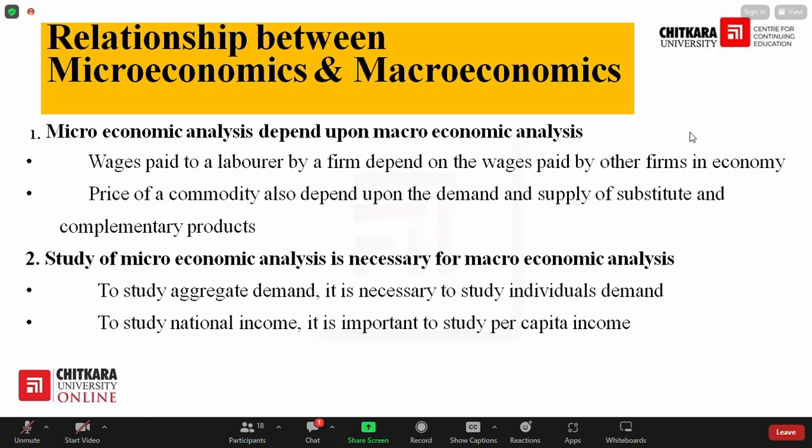For a few things, you need to first analyze microeconomics, and then you will take the decision for your firm. Fine. And similarly, macro also depends upon micro. Sometimes you need to study what the individual firm is doing, what the demand of a single customer is, so that on the basis of that I can decide the demand of the whole economy. First, you need to decide the per capita income, and by adding the income of individual customers, I will be able to calculate national income. So both depend upon each other.